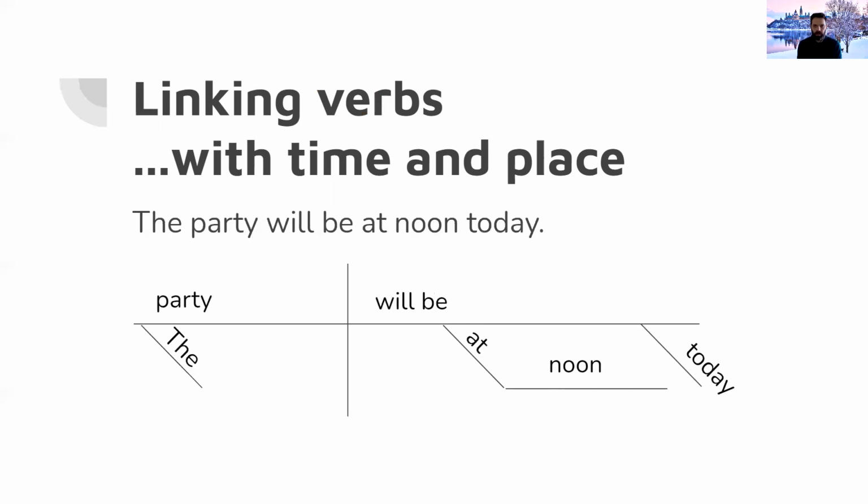Another one here, the party will be at noon today. So the party is our subject. Will be is just another form of be, the simple future. And when will it be? Well, we actually have two phrases that tell when it will be. Today, which functions sort of adverbially, but also at noon. So we have our preposition coming off and then the time, the noun there, noon.